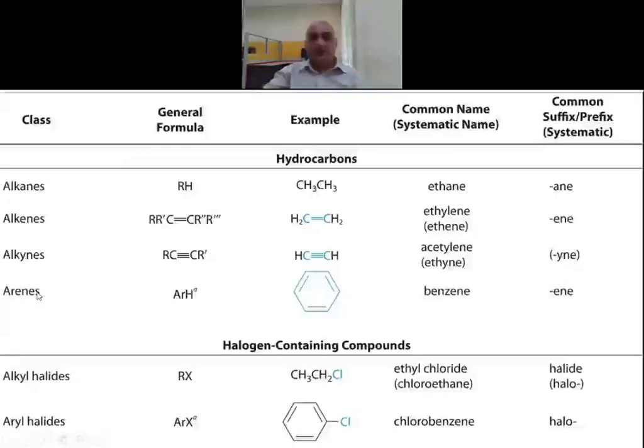Likewise, we have another compound class, arenes. Here we have carbon to carbon atoms, but this is not an open chain compound. This is a closed chain compound. And here we have the example of benzene, and the name of the compound ends at ene.